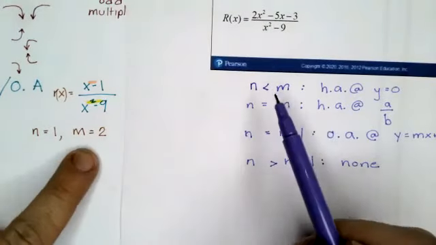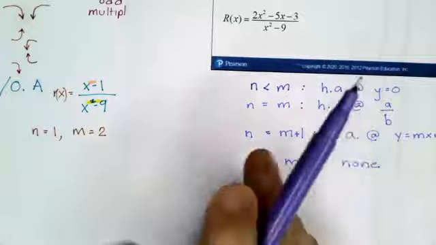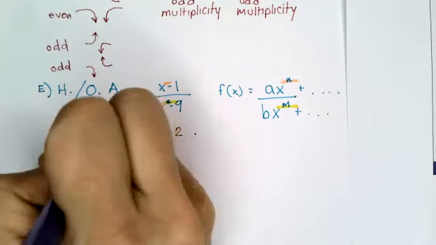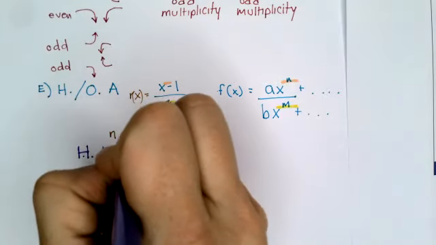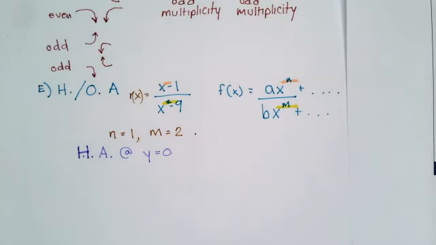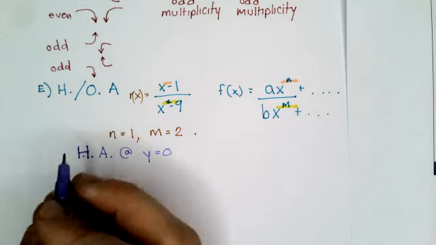Okay, so those are our rules. n is one, m is two. That means n is less than m. So we have a horizontal asymptote at y equals zero, or right on the x-axis. Sound good? All right. That was E, find the horizontal or oblique asymptote.